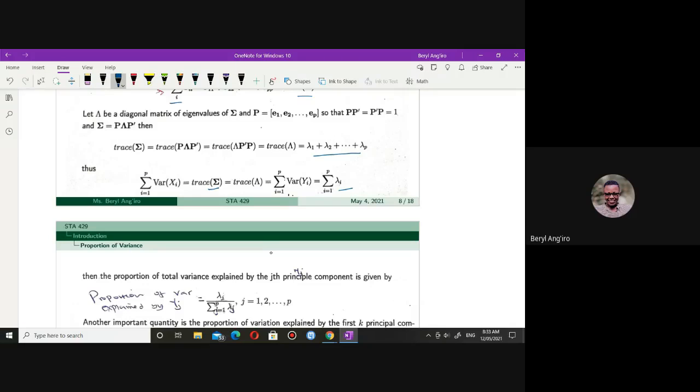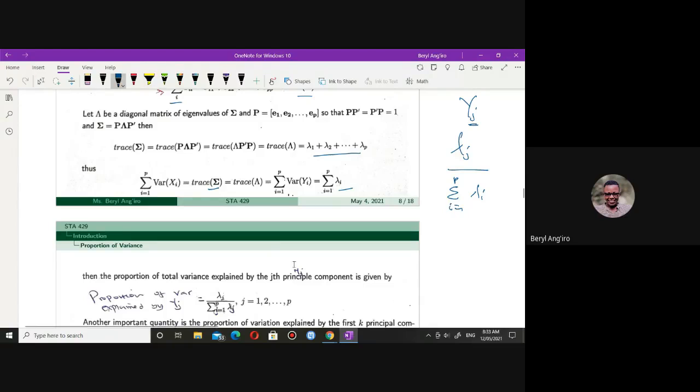Therefore, from here, the proportion of the total variance that is explained by the jth principal component will be given by lambda j, that is the jth eigenvalue, divided by the total of the eigenvalues, the sum over i from 1 up to p. So that is the proportion of variance that is explained by the jth principal component.